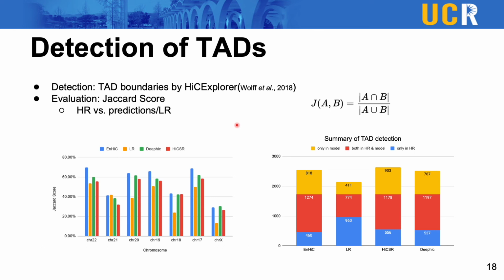We calculated the Jaccard score to assess the consistency between TADs detected from predictions and the detections from true high-resolution data. The left figure shows the Jaccard scores, and the right figure is the number of TADs detected by each model. Overall, EnHiC got the highest Jaccard scores for 5 out of 7 chromosomes, and outperformed both DeepHiC and HiCSR.